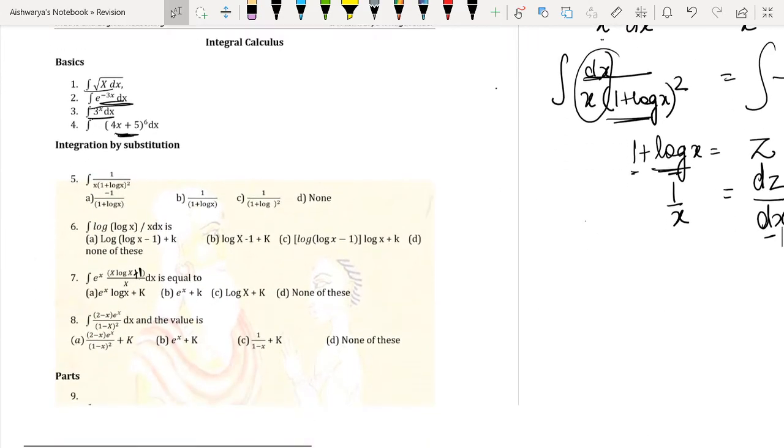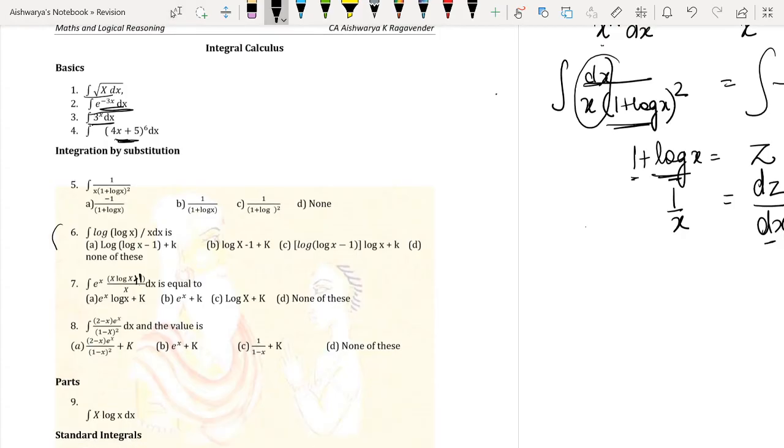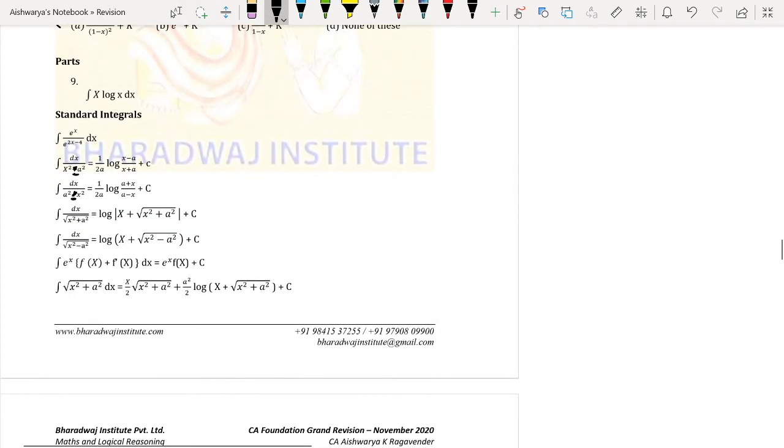Now the remaining questions, I will come to it in a minute. Okay. 6, 7, 8 I will come to after solving parts. We will do parts. Question number 9 we will do, then we will come there.